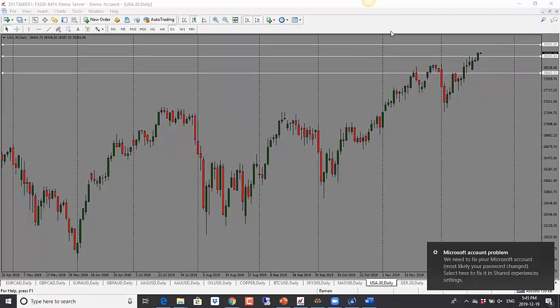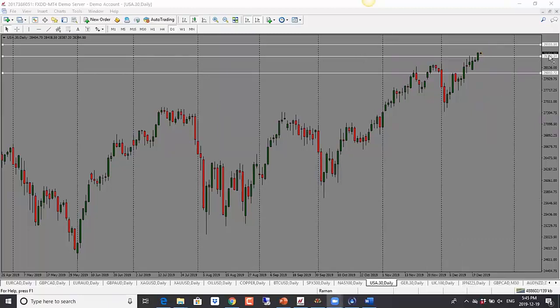So here, 28,340 is the pullback level, and if it holds above, I'm looking for 28,500. Now, if it comes back into this range here, it could drop towards 28,000. So bias is bullish, but with caution here.